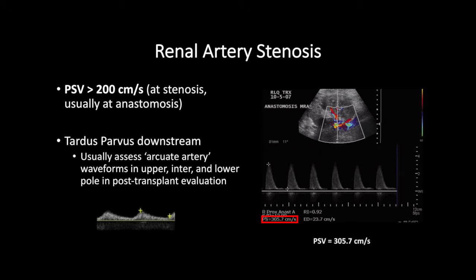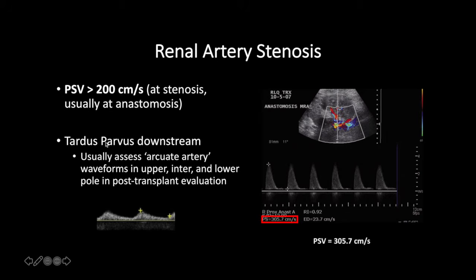Again, it's the same principles we've gone over again and again. So we're looking for a higher peak systolic velocity. In this case, generally we use over 200 centimeters per second at the stenosis itself. And distal to the stenosis, we're going to see, obviously, a tardus parvus waveform.